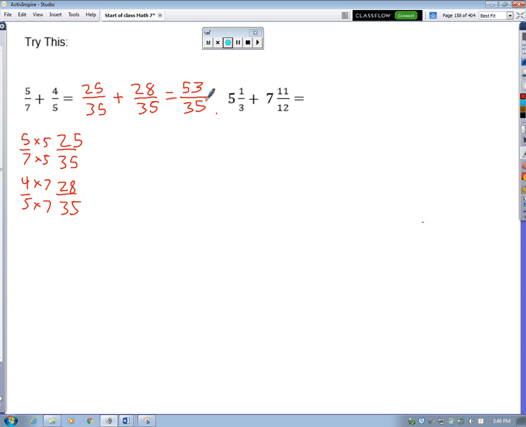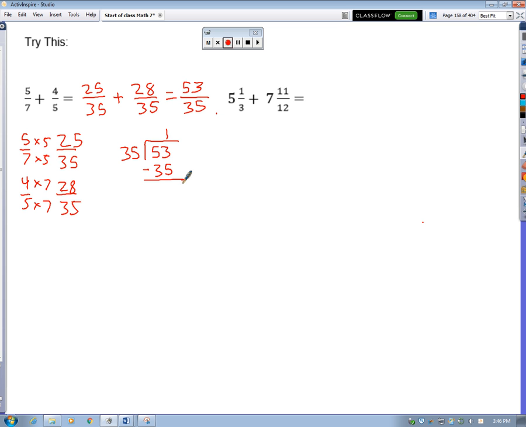There is not a number that will go into both 53 and 35, so I'm going to go straight to dividing to turn this into a mixed number. I'm going to take 53 divided by 35. Okay, there's my 53, divide that by 35. That's going to go in there one time. 35 times 1 is 35. I'm going to subtract those.